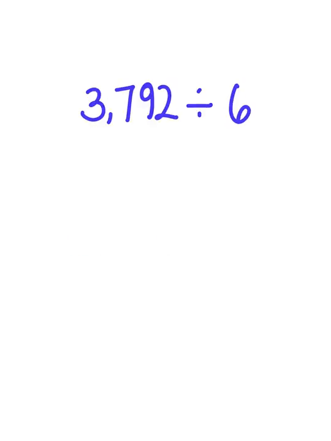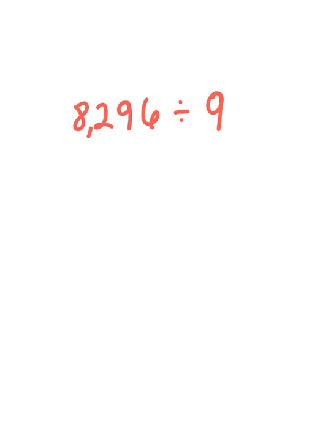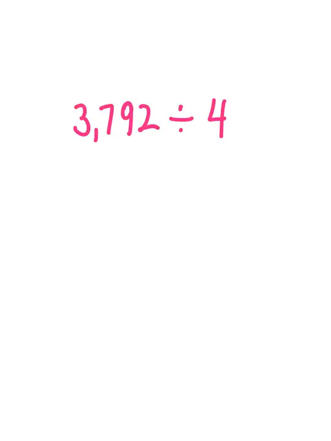Okay, 3,792 divided by 6. Please find a compatible number. Estimate the answer to this question. Next question, 8,296 divided by 9. Find a compatible number that would work with that to do it mentally, and give me an estimated answer. And our last problem, 3,792 divided by 4. Find an estimated answer to this question. Try to use compatible numbers to help you do it mentally.